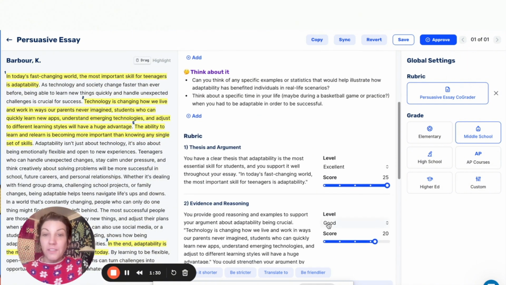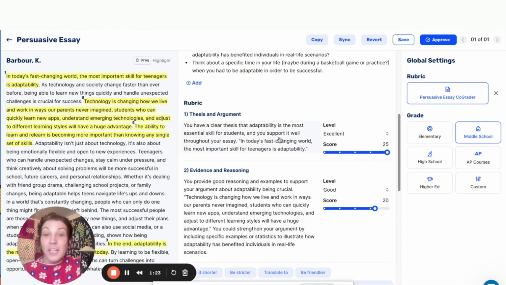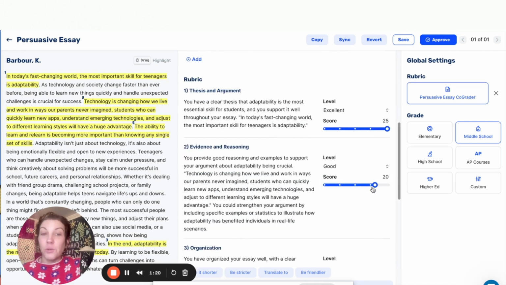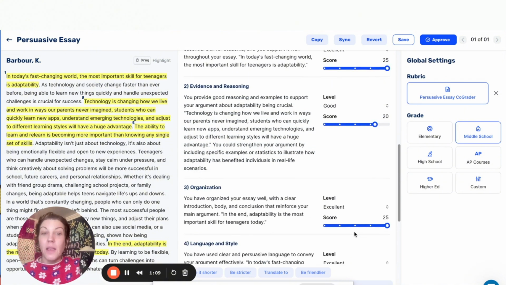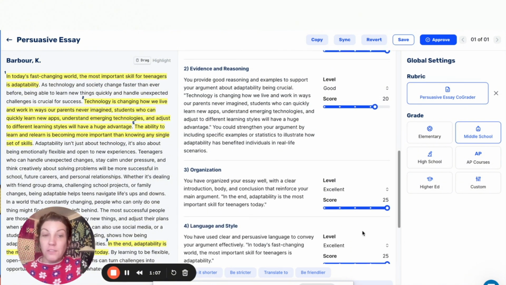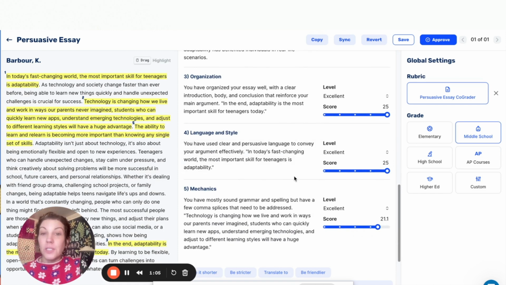Down here in the specifics of the rubric, CoGrader tells them that they have a great thesis. They quote it here to prove, hey, look at your thesis. It is very strong. Down here, they got only 20 out of 25 because they do have some really good reasons. They have some supports, but again, there needs to be more specific examples, like it says in the think about it question. Organization, very strong, very logical. Language and style, the student stayed very focused on being persuasive. They had a clear goal that they were trying to achieve, and they stuck with that throughout.